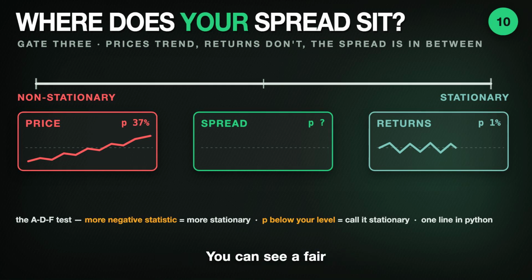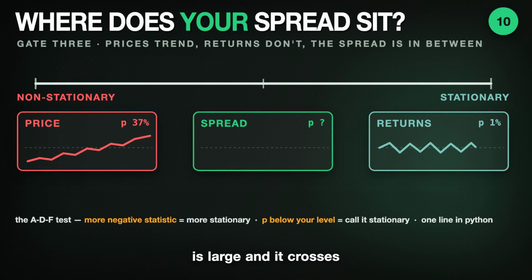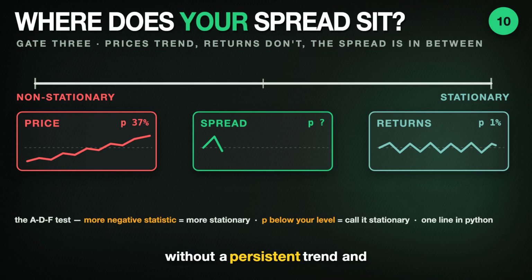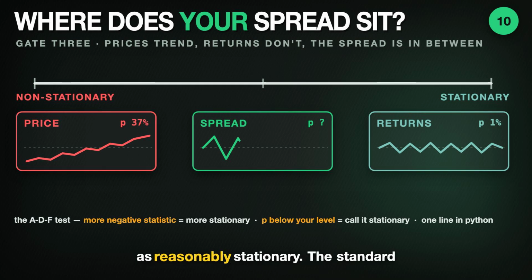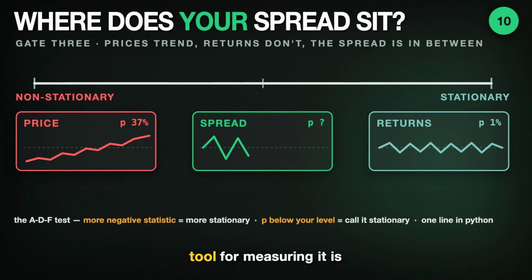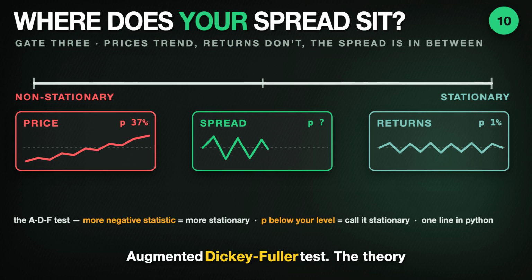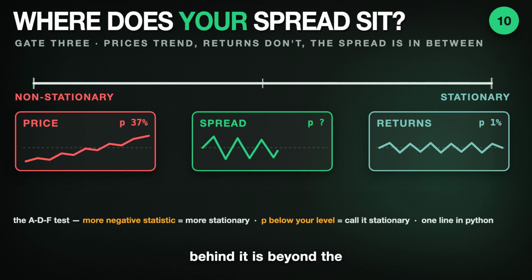You can see a fair amount of it with your eyes. Even when the amplitude is large and it crosses the mean only rarely, if it oscillates up and down without a persistent trend and eventually comes back to the mean, you can treat that as reasonably stationary. The standard tool for measuring it is the ADF test, the Augmented Dickey-Fuller test. The theory behind it is beyond the scope of this series, so I'm going to give you only how to run it and how to read it.